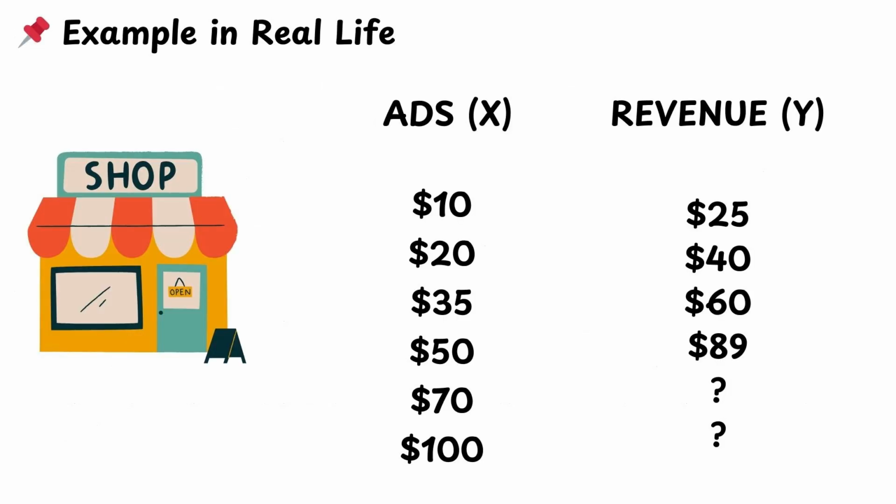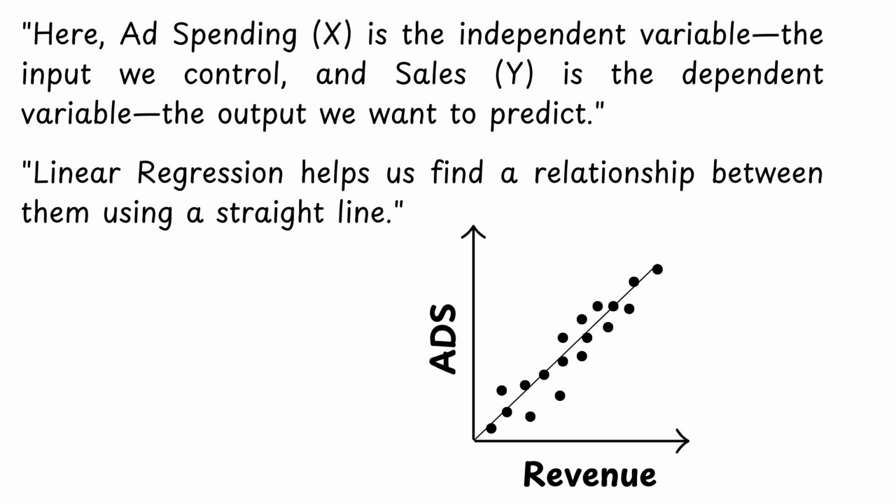Linear regression is all about understanding relationships between two variables, an input and an output. Let's say a business tracks advertising spending and revenue. If we analyze this data, we might see a pattern. More ad spending usually leads to higher sales. Here, ad spending, x, is the independent variable, the input we control, and sales, y, is the dependent variable, the output we want to predict. Linear regression helps us find a relationship between them using a straight line.